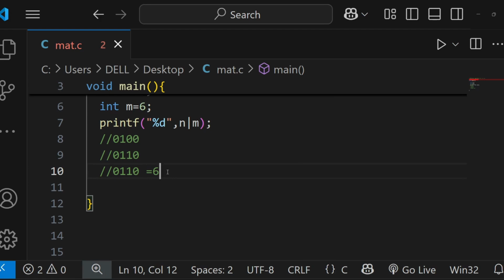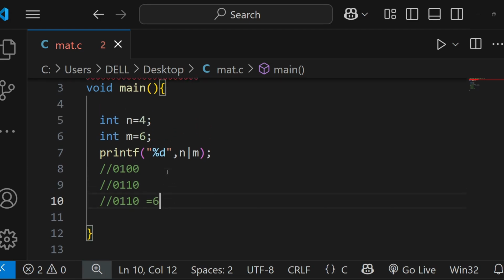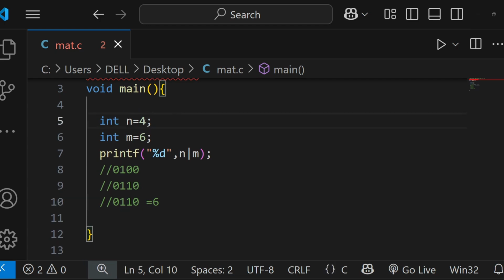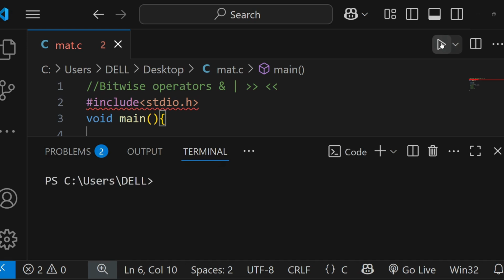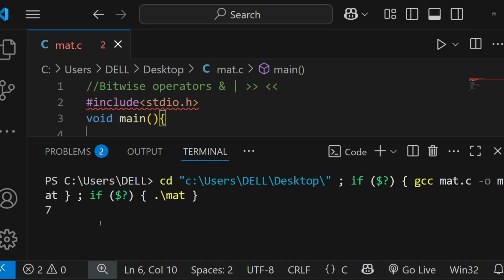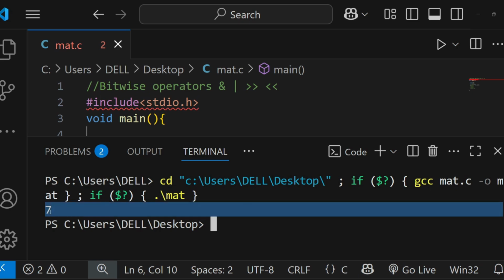Hope you are able to understand this. If not, we will take another example. We will take the same example which we had done, 5 and 3. This time if I just try to run the code and see what I am exactly getting, whether I am getting the same result which I was getting before, no, I am getting 7 now.